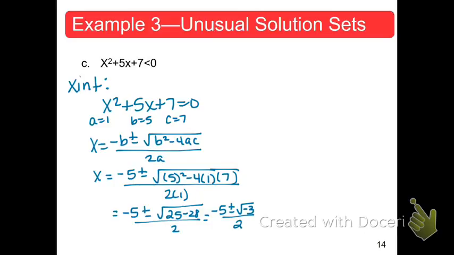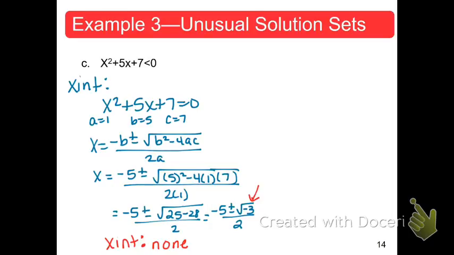Hopefully warning bells are going off, because the square root of negative 3 we know is an imaginary number. Therefore, that means that there are no x-intercepts. So my x-intercepts would be none. So if it doesn't cross the x-axis, where is it going to be less than 0?